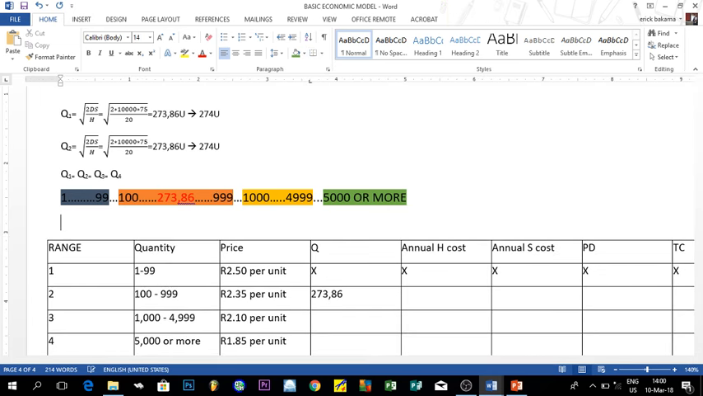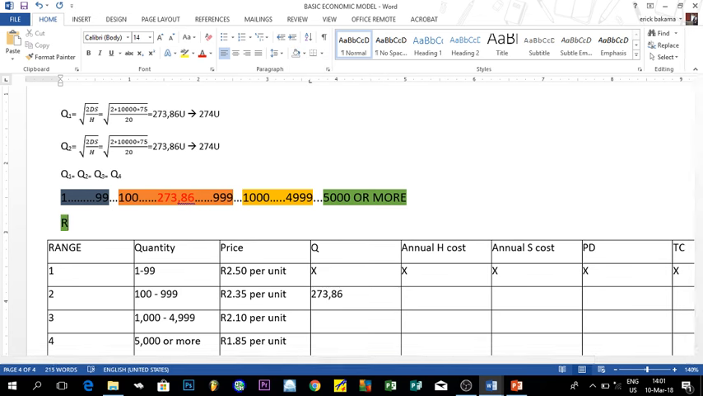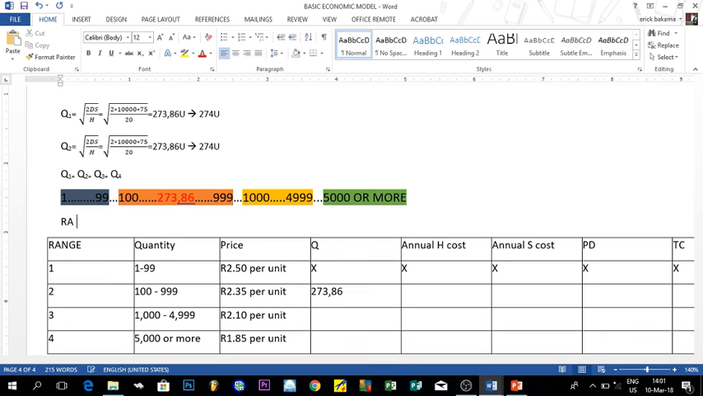So we start from here, which is normal. This one we're going to call range 1, and range 2 starts here, and then here we have range 3, and here we have range 4. So you realize that in range 1, the 273 doesn't fall. It's above range 1, because range 1 is so big. That's why we cancel. But it's inside range 2, because range 2 goes from 100 to 999.